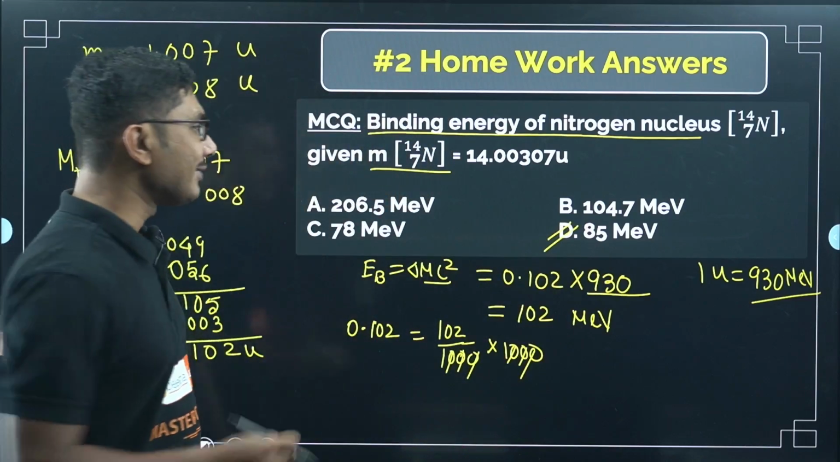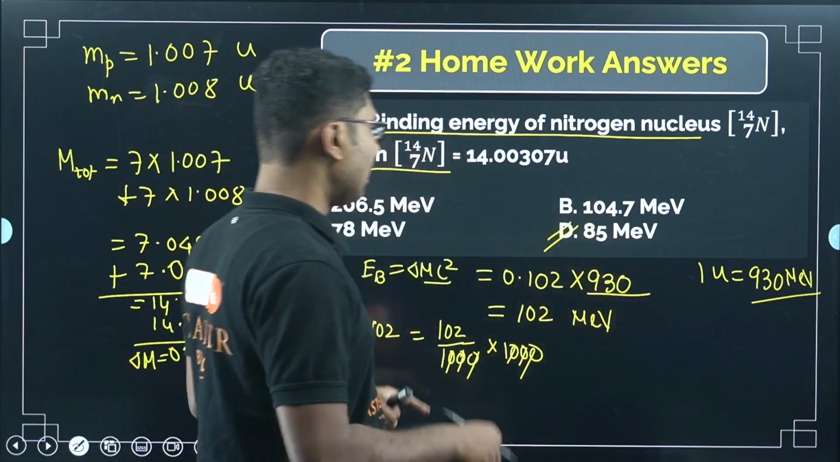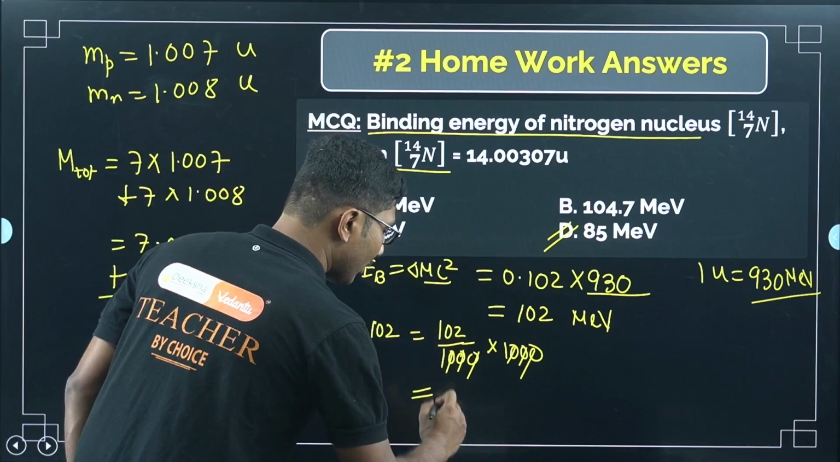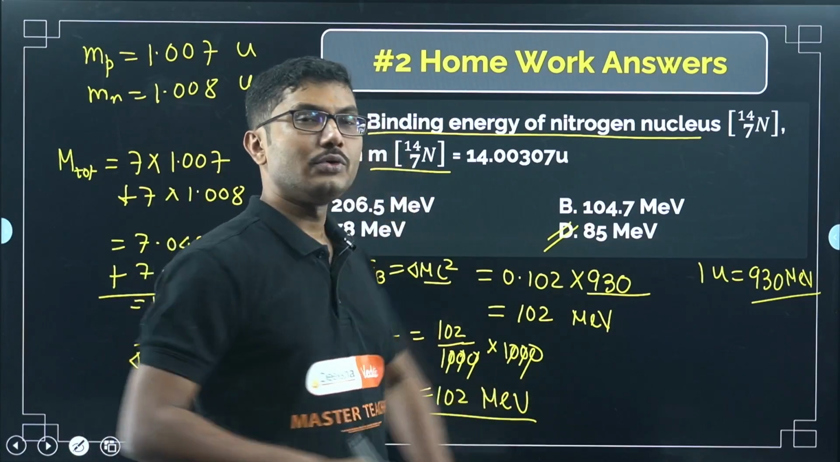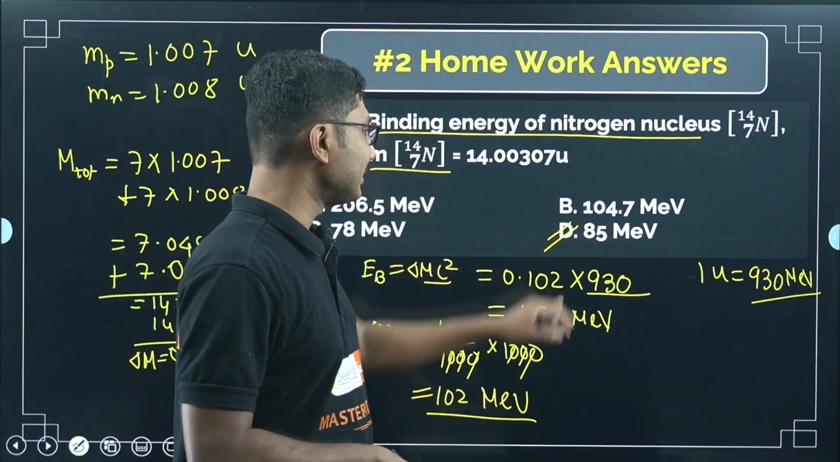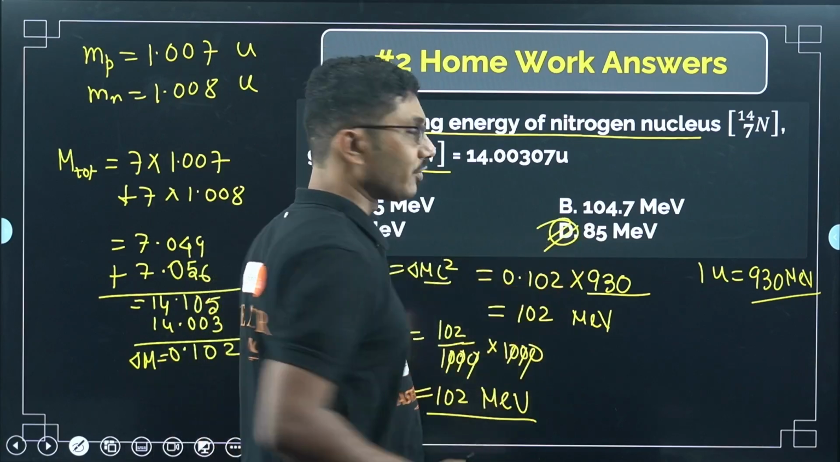Very interesting question, because we have increased 930 to 1000 and we received 102 MeV. That means we have to understand that the actual value should be less than that. So less than that is 85 MeV. 85 MeV is the correct answer for this question.